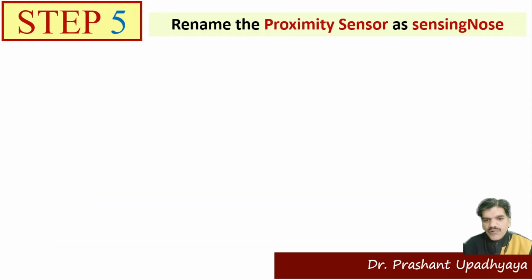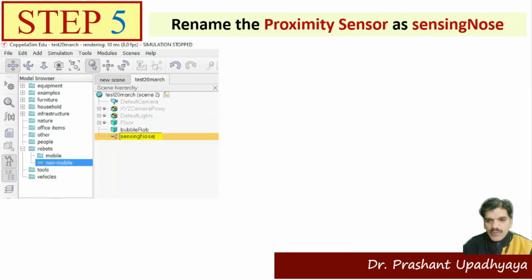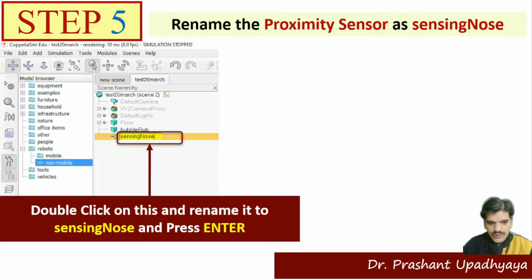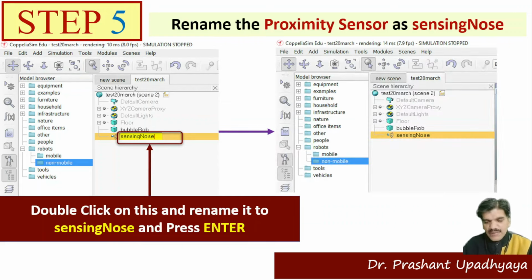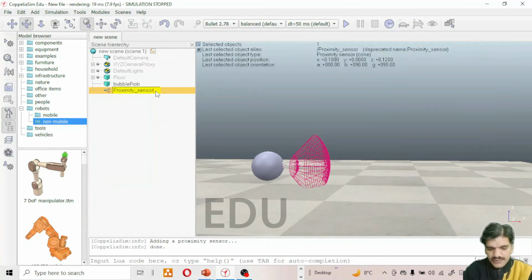Now the next step is that we have to rename this proximity sensor as sensing nose. Okay, so we will do the same thing, rename it as sensing NOSE. Again we have to keep the N capital, otherwise when you are running the script it will throw an error.